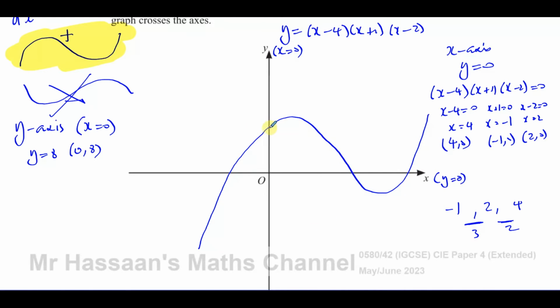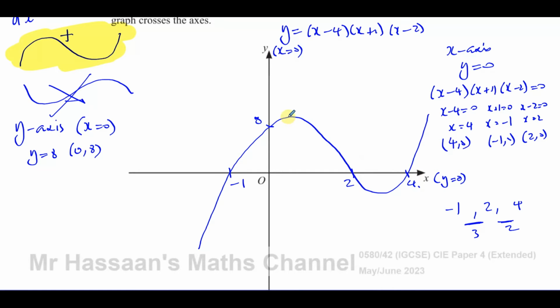Right? So this is 8. This is minus 1. This is 2. And this is 4. Okay? It's not perfect. It doesn't have to be perfect. If these were equally spaced, it would be better. But no problem. I could have made it a bit less high, whatever, but that's fine. That will get you your marks.